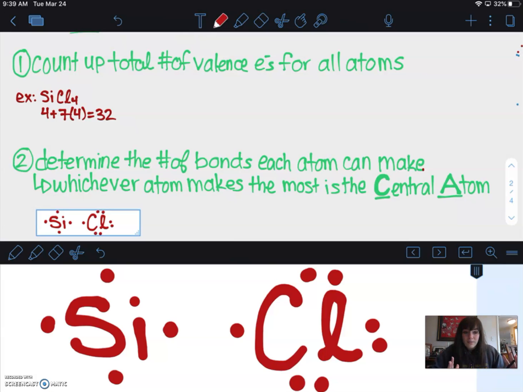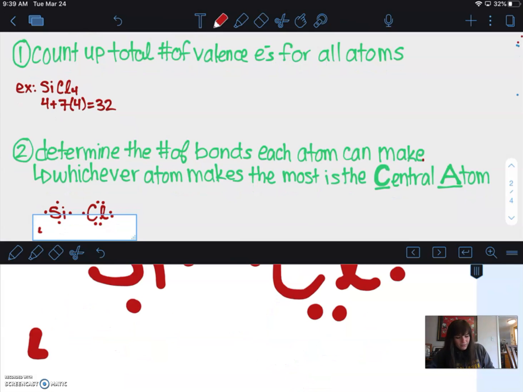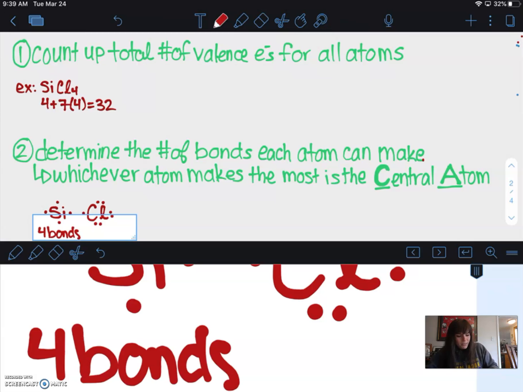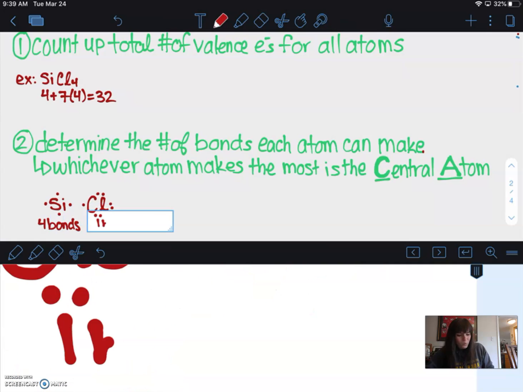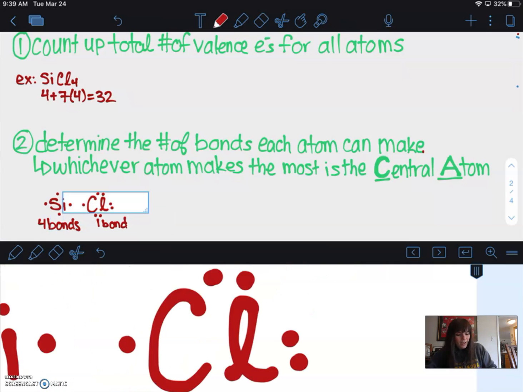So now, bonds, or the number of bonds an atom can make, are determined by how many solo electrons they have around them. So in this case, we're going to get 4 bonds from silicon because all of them are by themselves. And for chlorine here, we're just going to have 1 bond. There's only 1 lone electron right there.